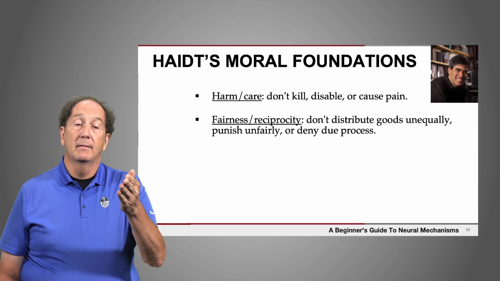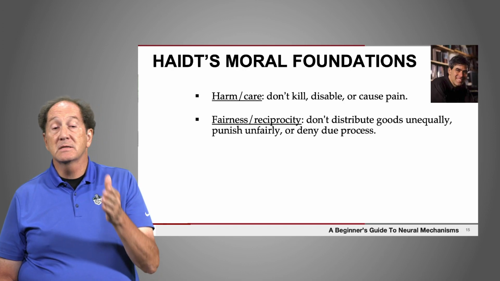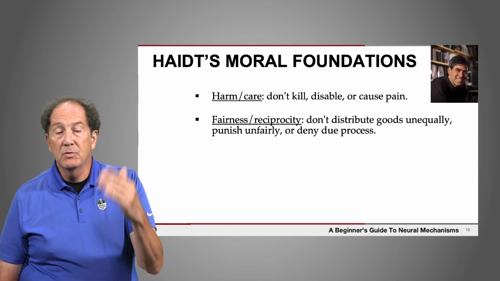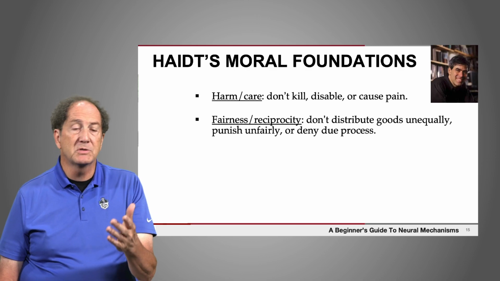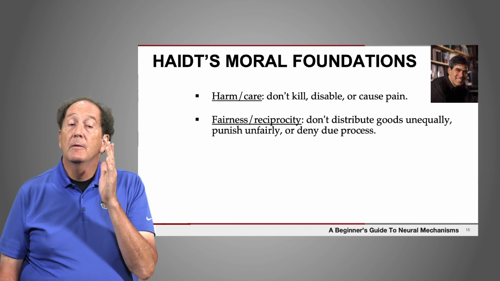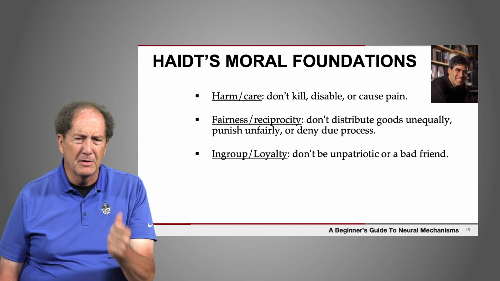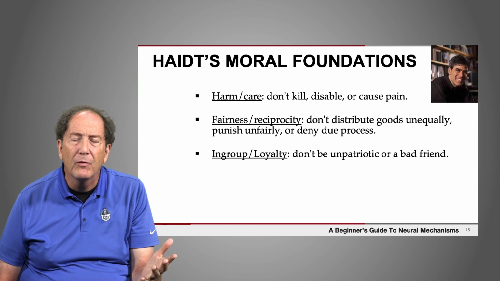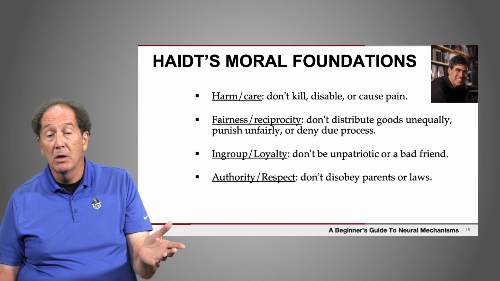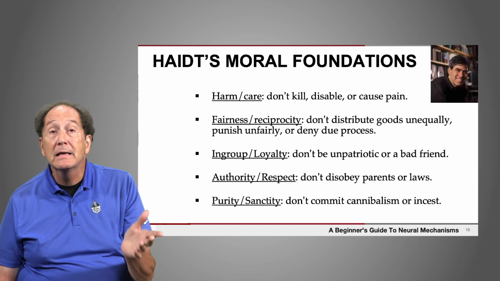Harm is one thing that morality cares about. Fairness and reciprocity and equity is another thing that morality cares about. But John Haidt points out that those 2 things are very common in Western culture, or at least some people in Western culture. But in many cultures, in-group and loyalty matter. Don't be unpatriotic. Don't be a bad friend. You need to be faithful to your friends. Authority and respect, you shouldn't disobey your parents or the laws. And purity and sanctity, you shouldn't commit cannibalism or incest.